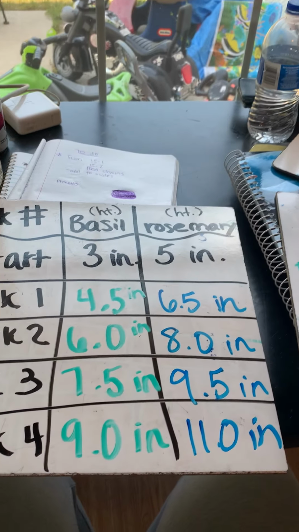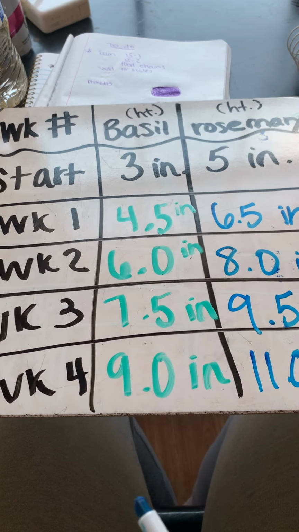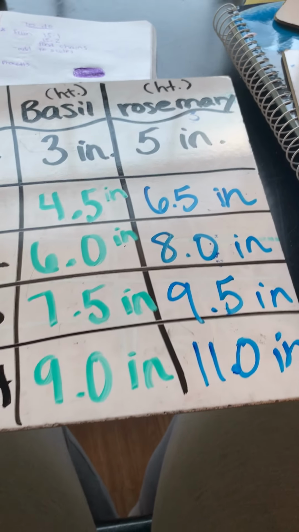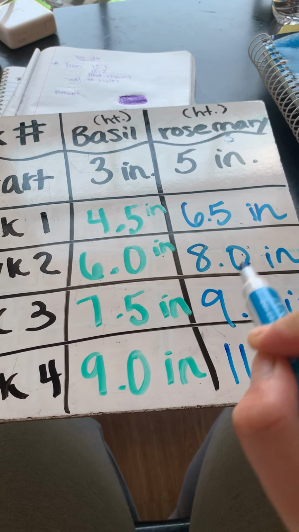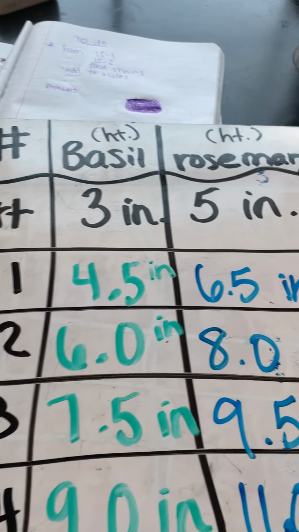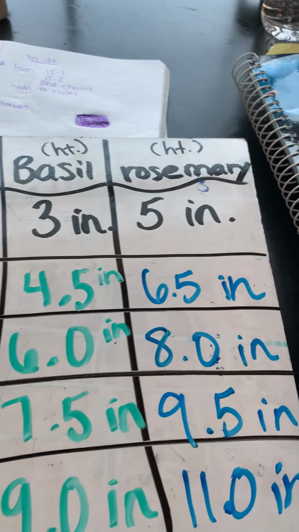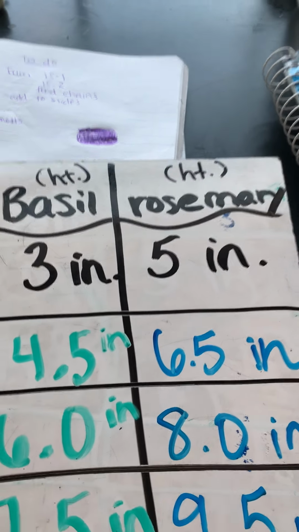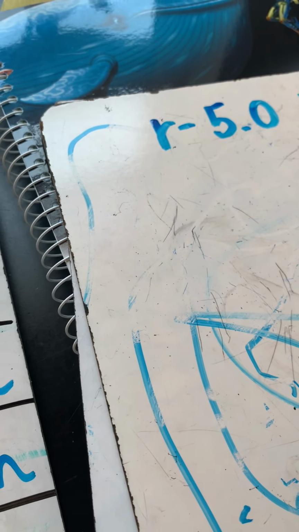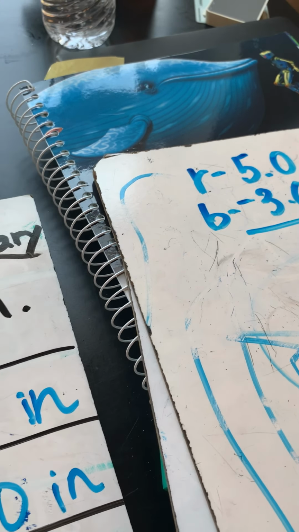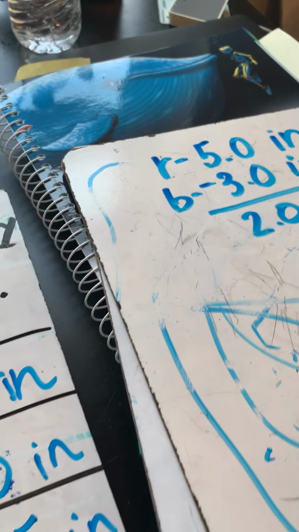So here's our data. By week 4, the basil will be 9 inches tall and the rosemary will be 11 inches tall. And now we want to take this one extra step. We want to look at the relationship between the two. Okay, so we're going to look at the basil and the rosemary. The rosemary started off at 5 inches and the basil started off at 3 inches. So what was the difference? Well, if the rosemary was 5 inches and the basil was 3 inches, then there's 2 inches between them.